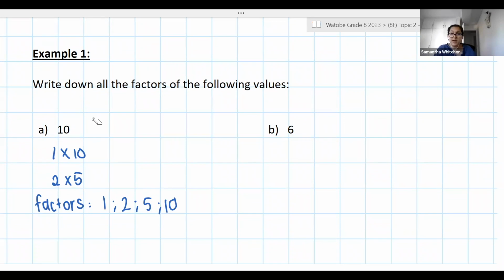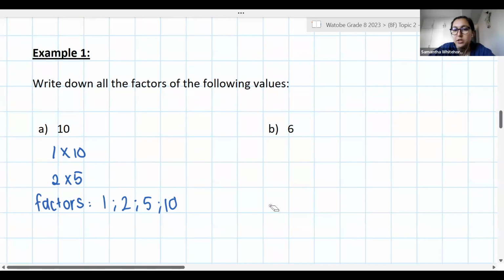You can put them in brackets like calendar, that's absolutely fine. But basically we want to list all of the numbers that can divide into 10 without a remainder. Okay, so the next one that you see there is 6. So I want you to have a look.